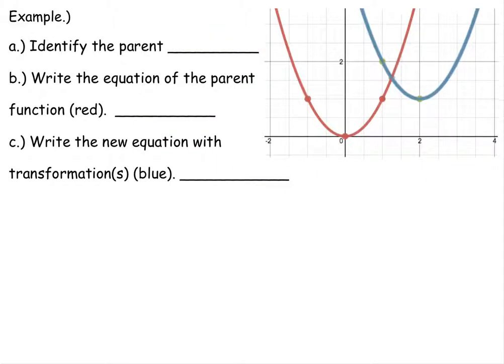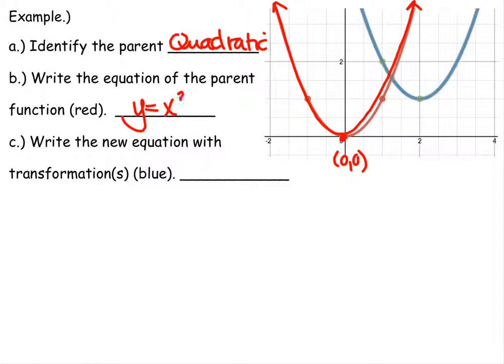All right, here's a second example. We have a quadratic function. Here's our starting point here at 0, 0, the origin. We're going to just focus on the origin point and how it's translated. So our parent function is the quadratic again. The parent function for this quadratic function is y equals x squared.